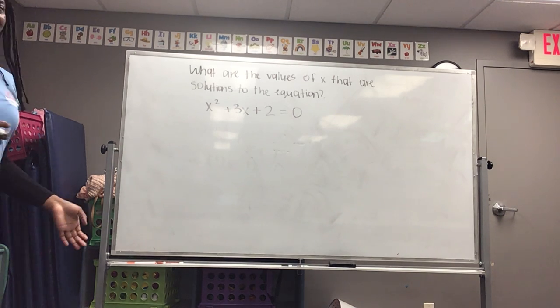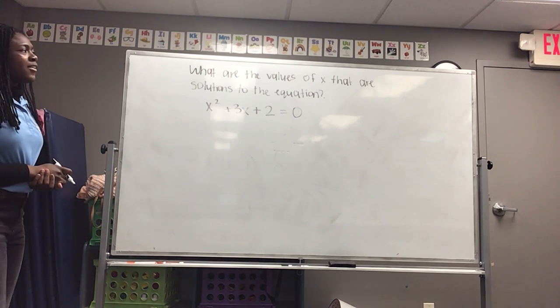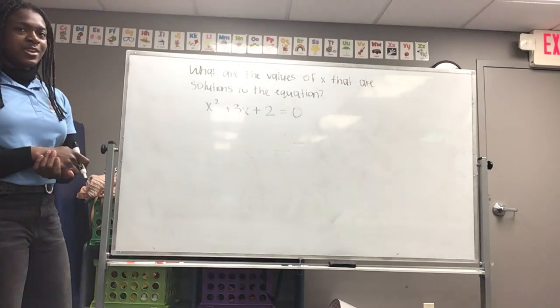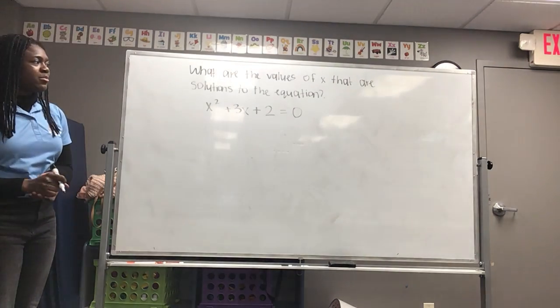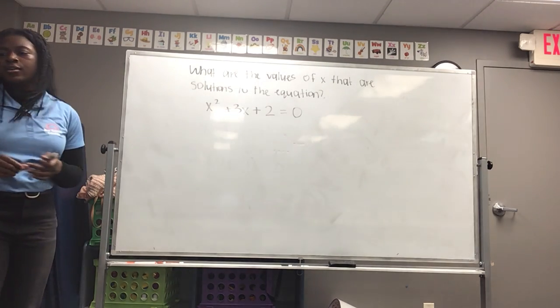I'll read it aloud just in case there's a glare online. It says, what are the values of x that are solutions to the equation? And the equation is x squared plus 3x plus 2 is equal to 0.